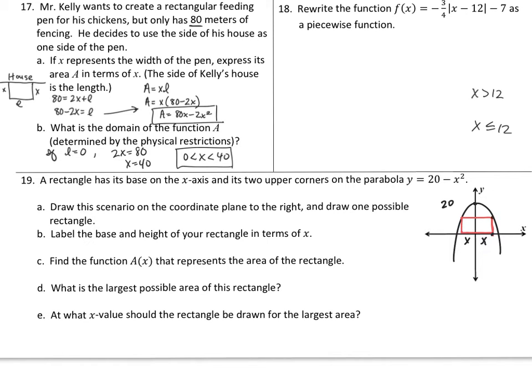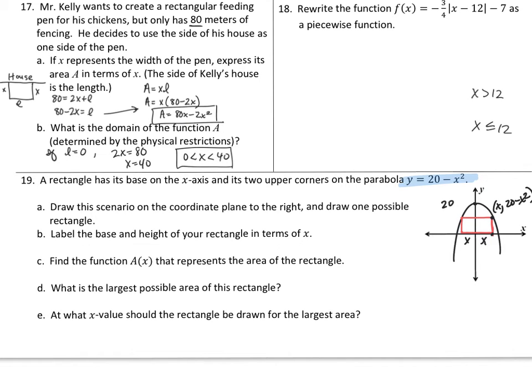This height, to get y, is on the parabola, and we know y is equal to 20 minus x squared. So if I write my ordered pair for this one, it's going to be x comma 20 minus x squared in terms of that. All right, so now let's see what else we got.